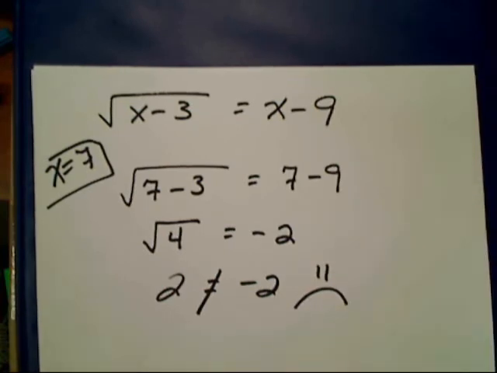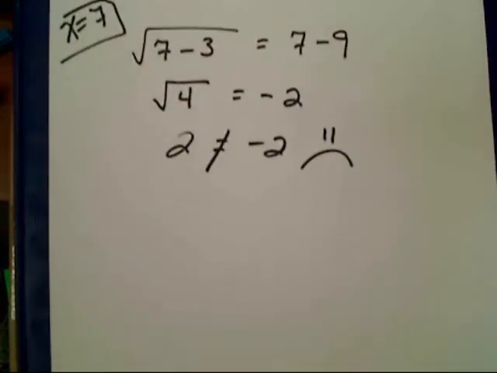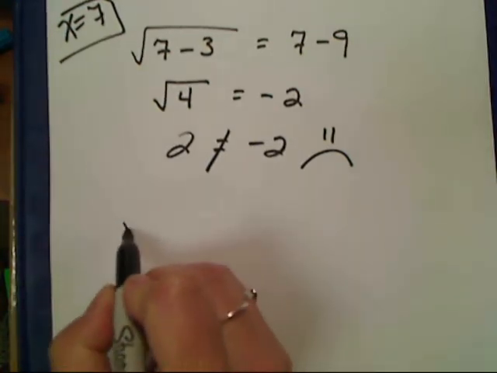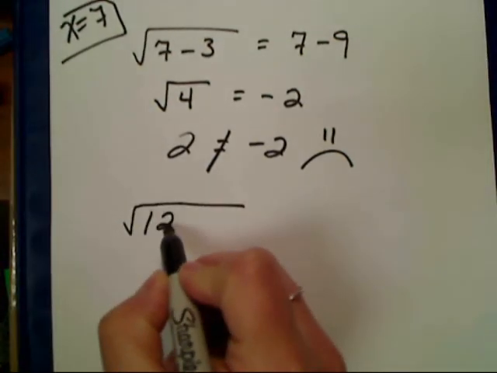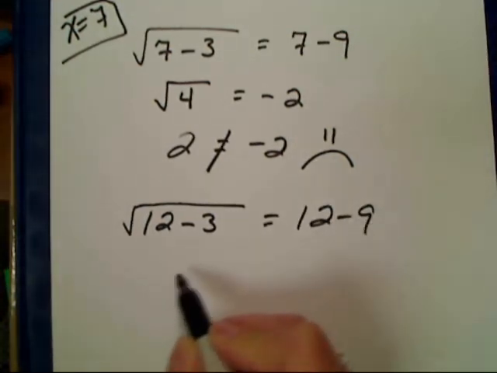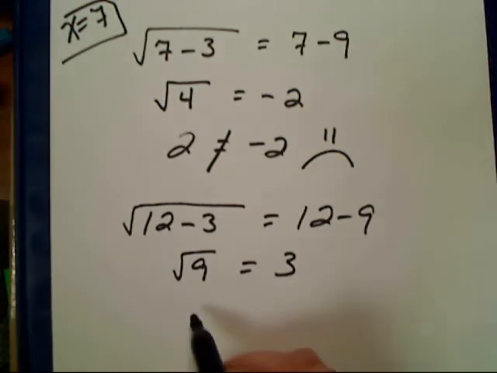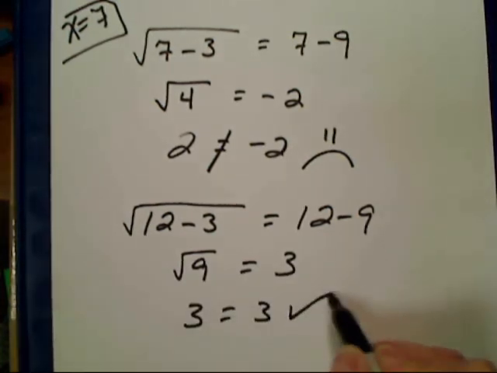Bad guy, evil Lynn Skeletor, man in black hat, x equals 7 does not work. It doesn't check. Because when we find a square root, we're always looking for what they call the principal root, which is positive. So that one does not check. Let's check the 12 quickly before I run out of time. 12 minus 3 is 9. The square root of 9 is 3. 3 equals 3. That one checks.